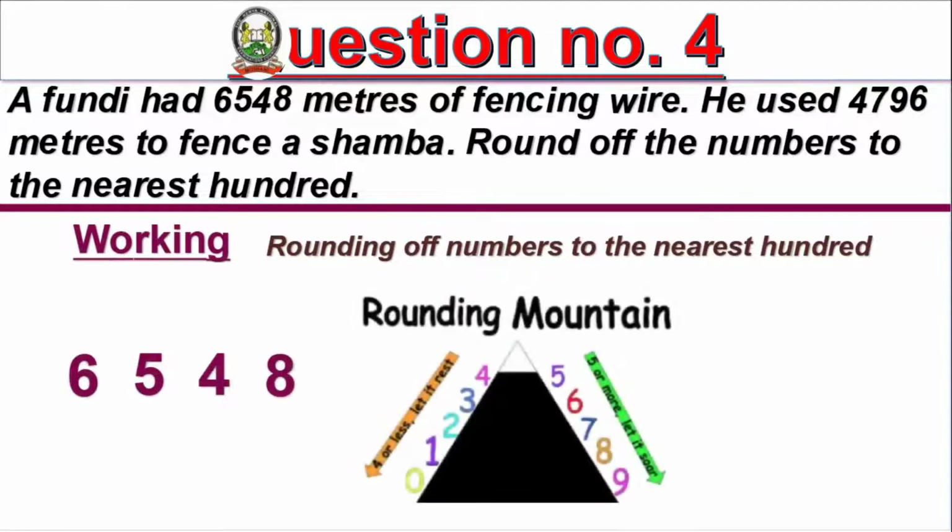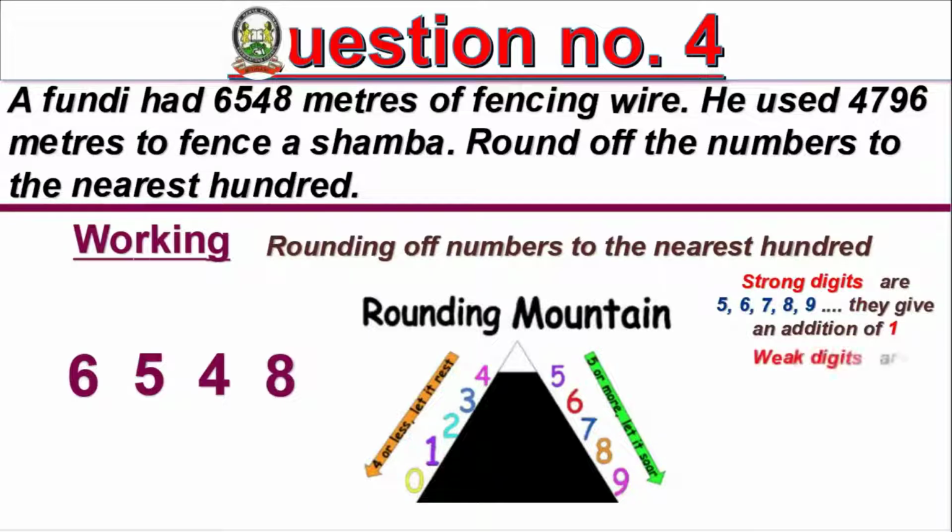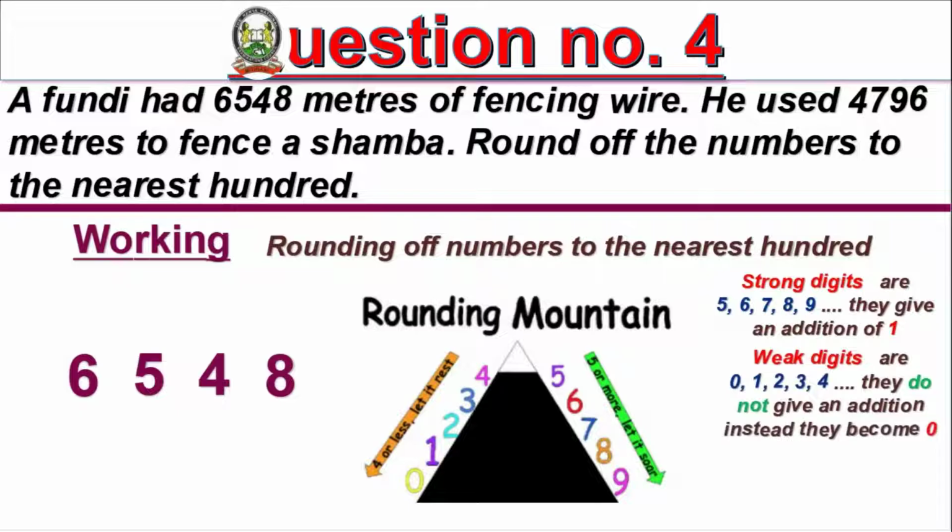6,548. You round off those. So we have the rounding mountain here, whereby 0 to 4 is a weak digit. So it goes down to 0. And 5 or more, they are strong digits. So strong digits are 5, 6, 7, 8, 9. They give an addition of 1. While weak digits are 0, 1, 2, 3, 4. They do not give any addition. Instead, they become 0.